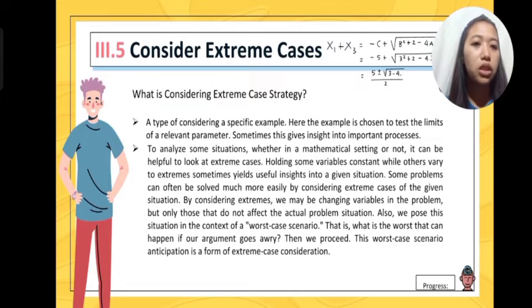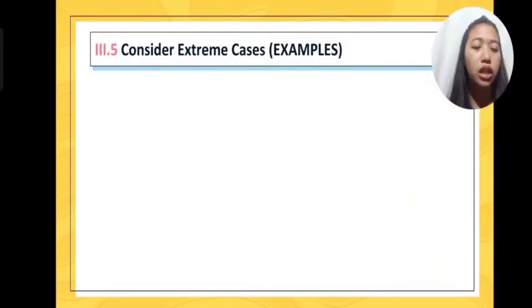So by considering extremes, we may be changing variables in the problem, but only those that do not affect the actual problem situation. So also, we pose this situation in the context of a worst case scenario. That is, what is the worst that can happen if our argument goes awry? Then we proceed. This worst case scenario anticipation is a form of extreme case consideration.